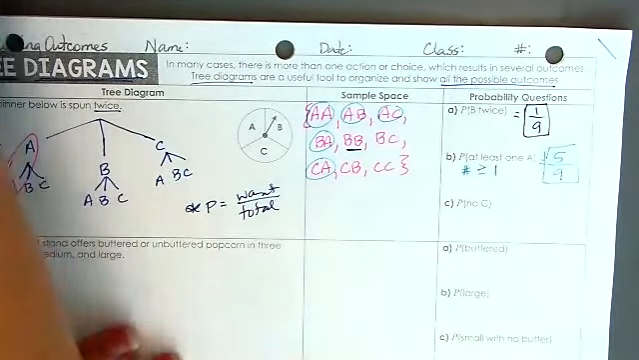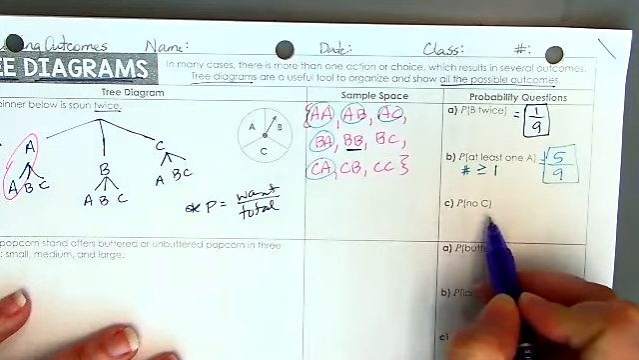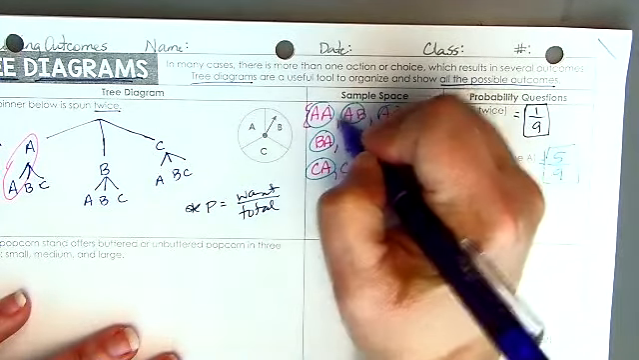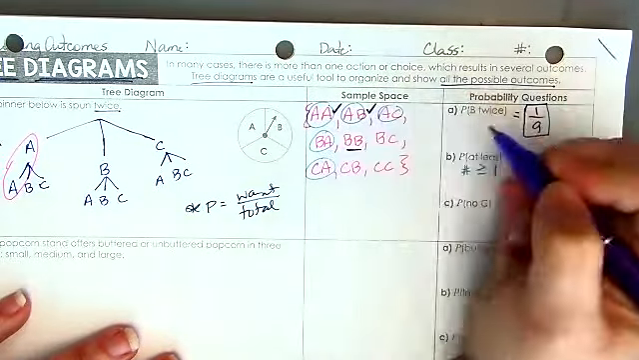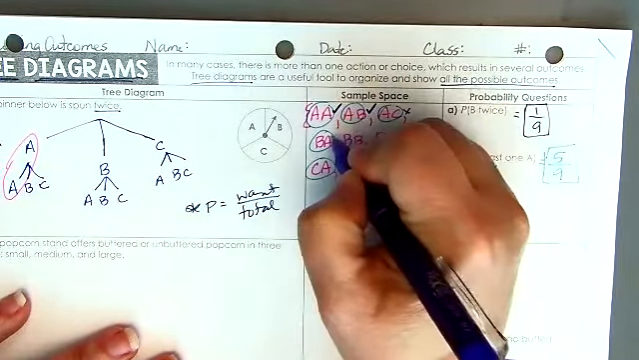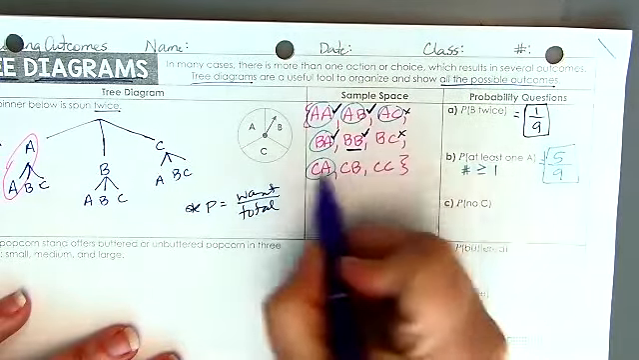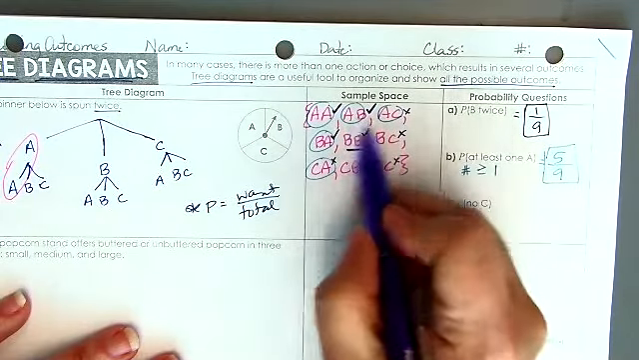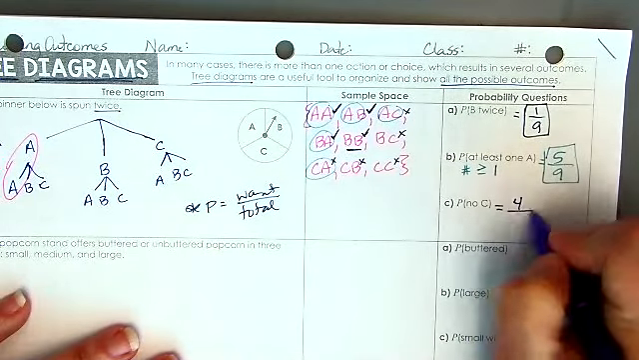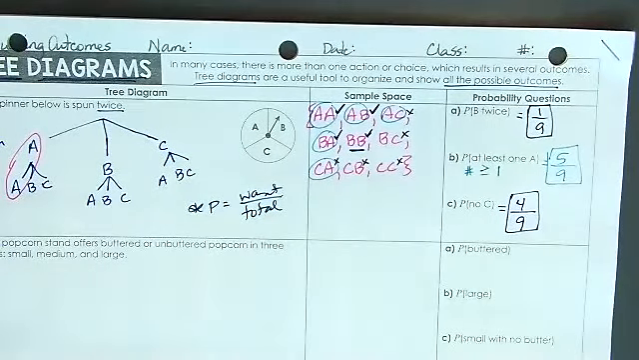Okay, so next it's no C's. So I can't have any C's in there. AA has no C's, AB has no C's, AC can't do. BA, no C, BB, no C, BC can't do. All of those in the C row have C's, so it can't do any of these. So I have 4 that I can use out of the total of 9. And there's my probabilities.